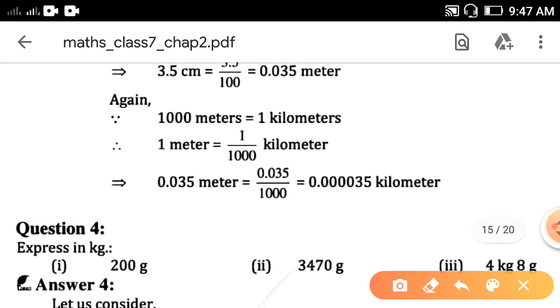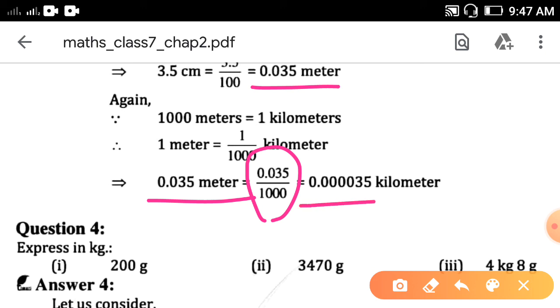Next, convert into kilometer. Now this is the meter. This meter you want to convert into kilometer. Simple, divide by 1000. 0.035 divided by 1000. So 3 decimal places you have to add. It means 3 zeros you can add, you can see here. Okay.